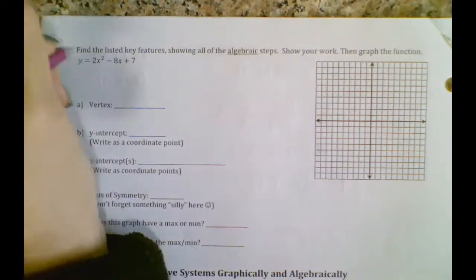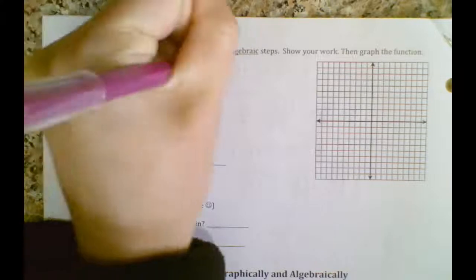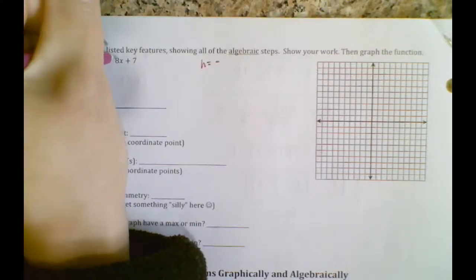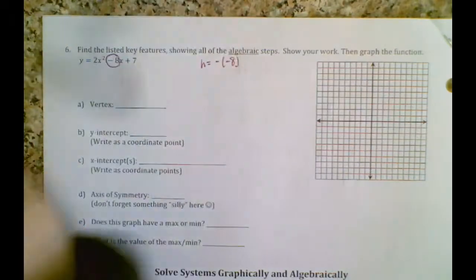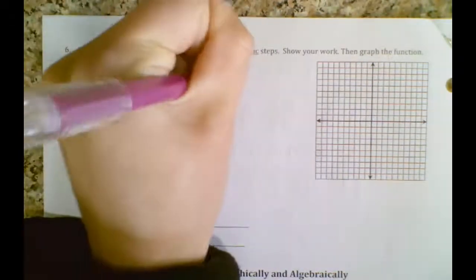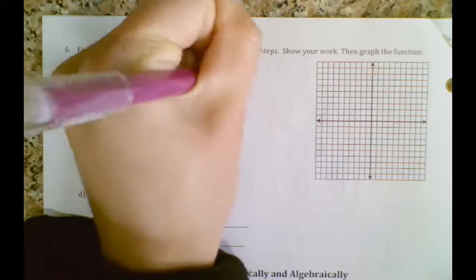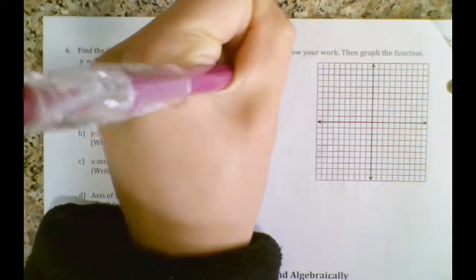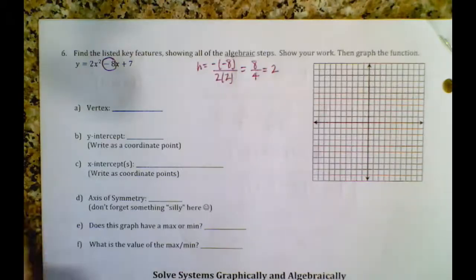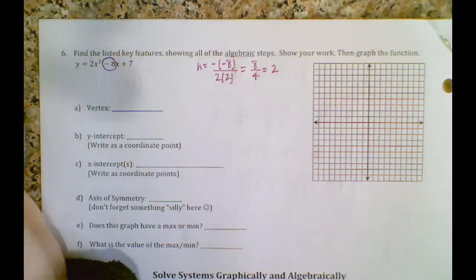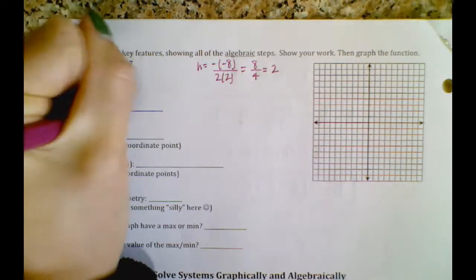So remember, the vertex is HK. So H equals negative. My B value is negative, so do parentheses, negative 8 over 2 times my A value is 2. So 2 negatives make a positive. 2 times 2 is 4. 8 divided by 4 is 2. So, all right, my vertex, I know the H value is 2.